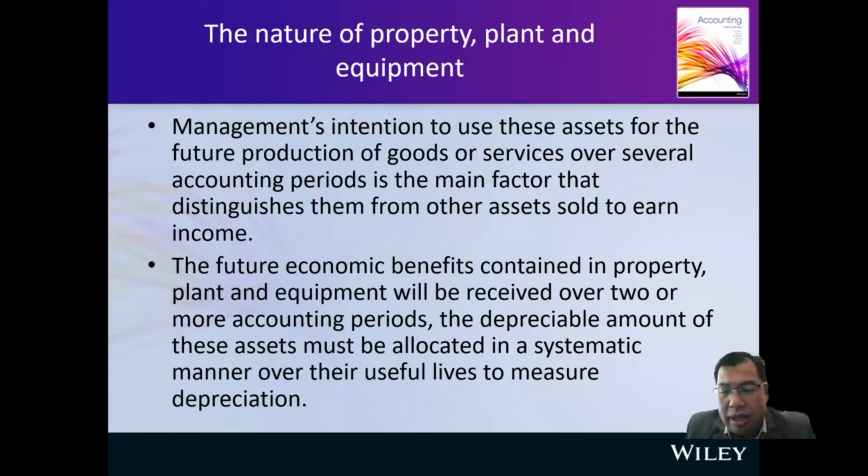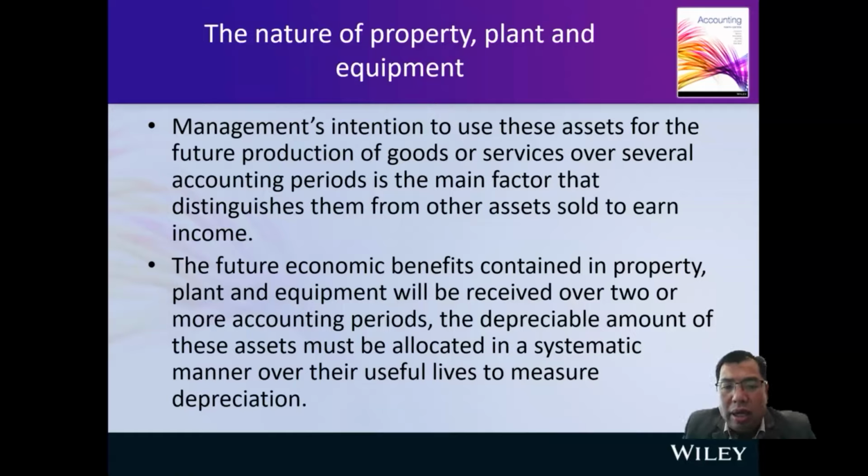If you purchase a building, you're not going to sell that building next week, you're going to use it for a very long period of time. So that building is classified under PPE, under property. So because of that, when we incur a lot of costs for non-current assets, and we're going to enjoy the benefit for a long period of time, we need to depreciate.